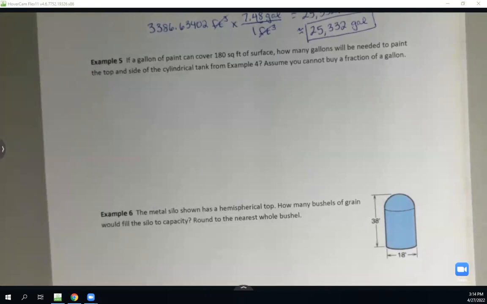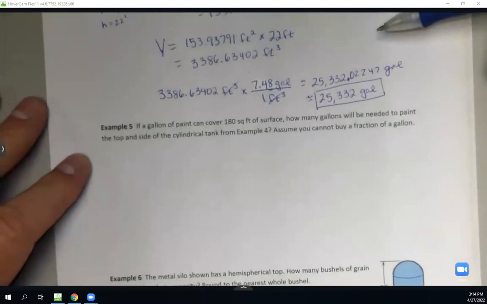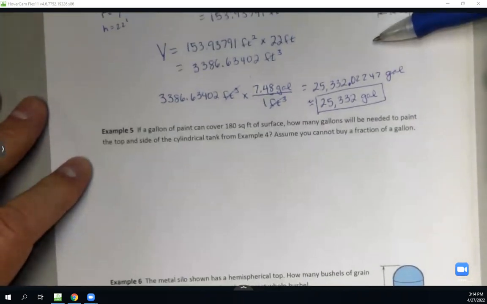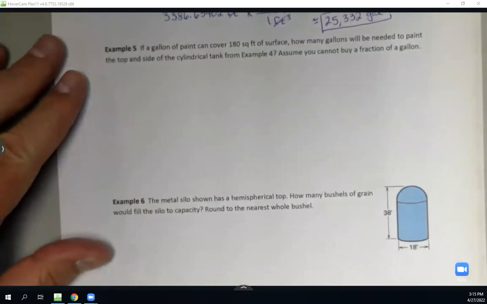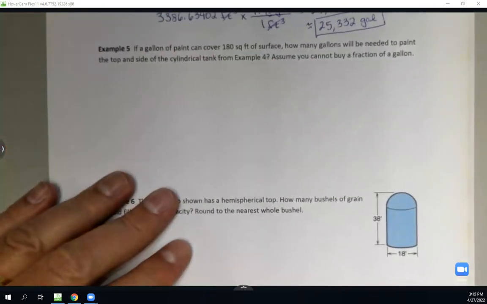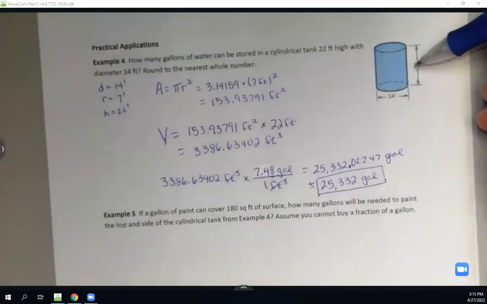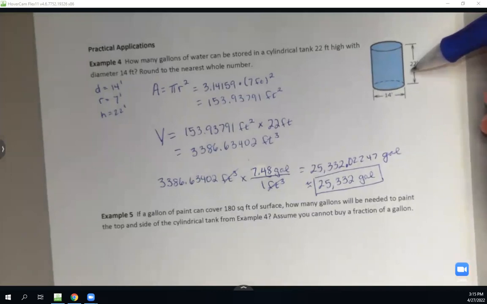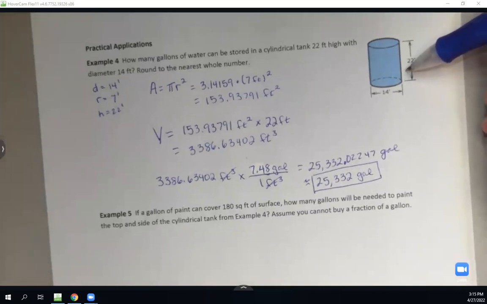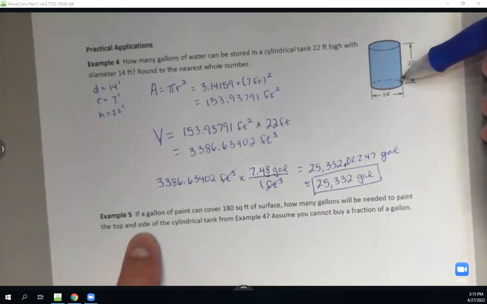Example 5. So again, would you agree that's really not any different from the pool problem? Example 5. If a gallon of paint can cover 180 square feet of surface, how many gallons will be needed to paint the top and side of a cylindrical tank from example 4? Assume you cannot buy a fraction of a gallon. So the same tank, but we want to paint the top and the side.